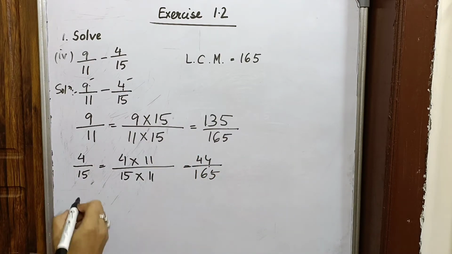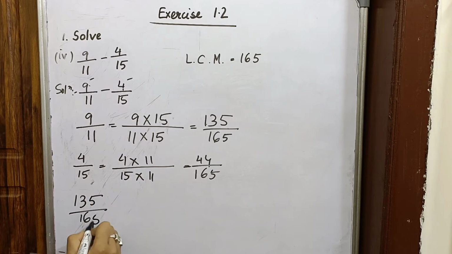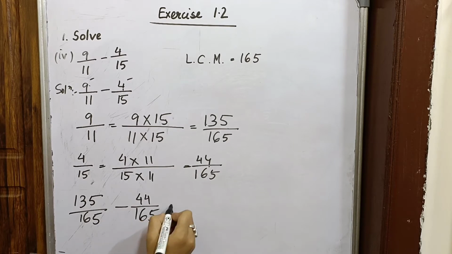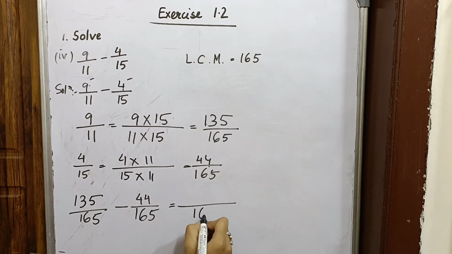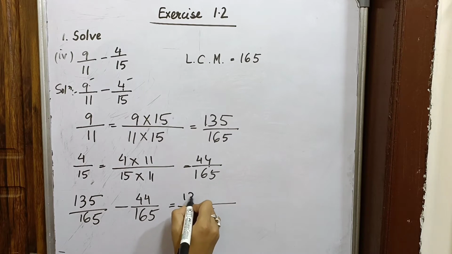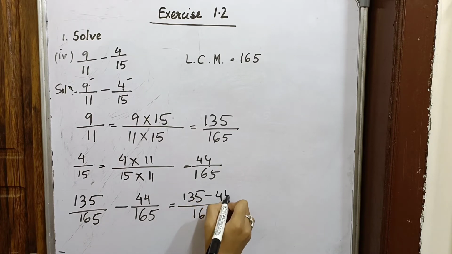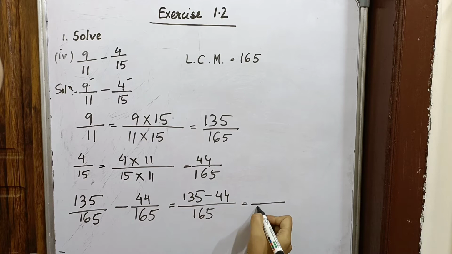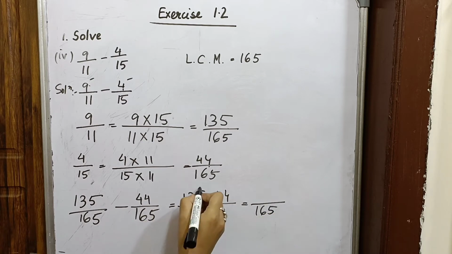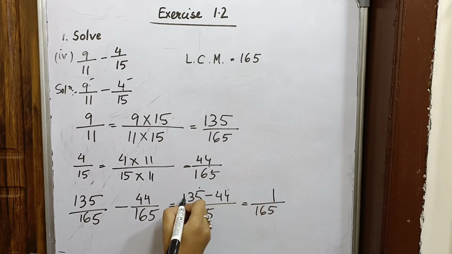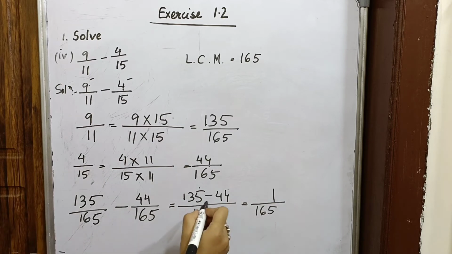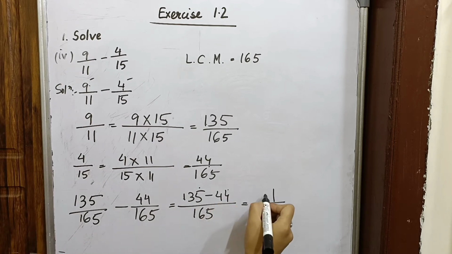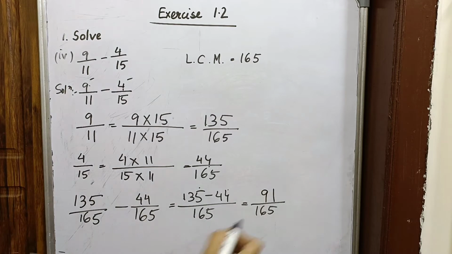Now we'll subtract these two numbers. 135 by 165 minus 44 by 165. The denominator will remain the same, 165, and 135 minus 44: 5 minus 4 is 1, 13 minus 4 is 9. So it is 91 by 165.